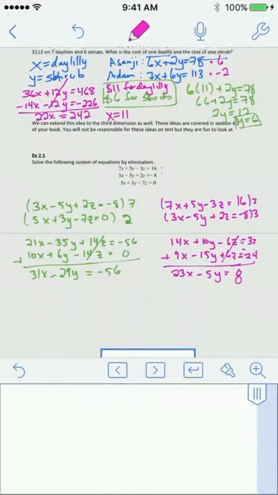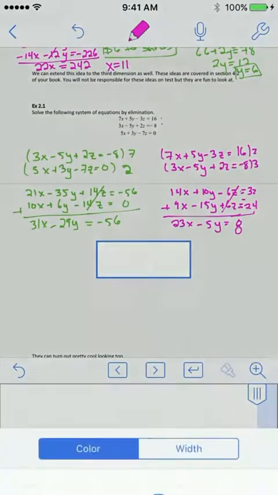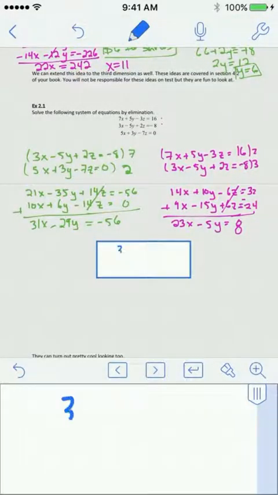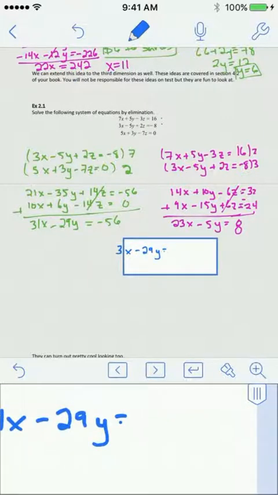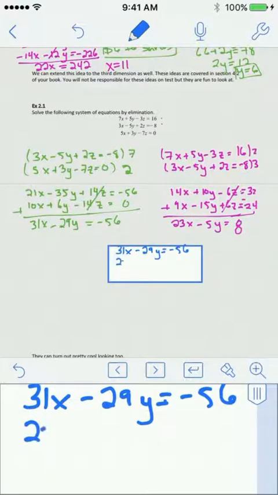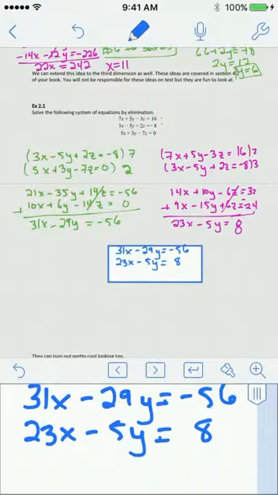So now I have this new system. I'll write it in blue. I have 31x minus 29y equals negative 56. And I have 23x minus 5y equals 8. Now I can solve this with elimination. So I've done elimination once, twice. I'm going to do it one more time to get rid of the last variable.